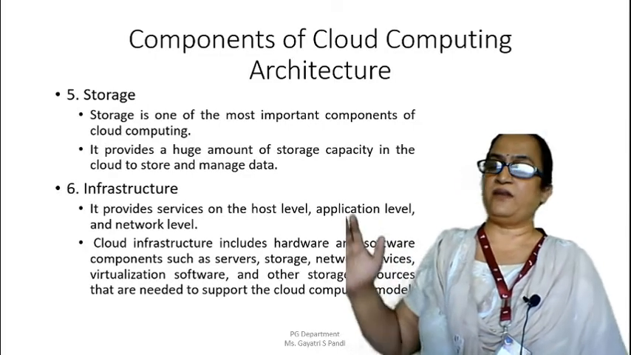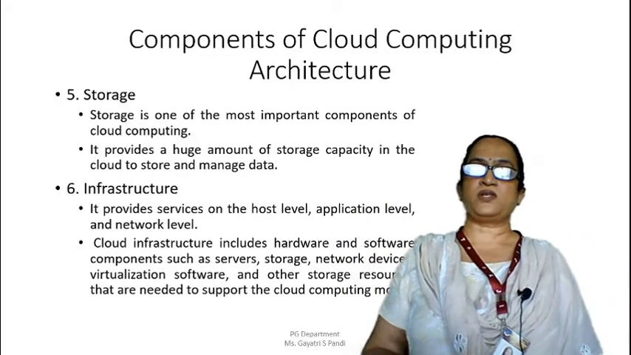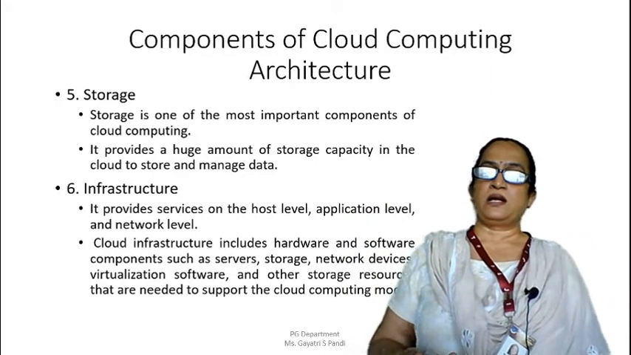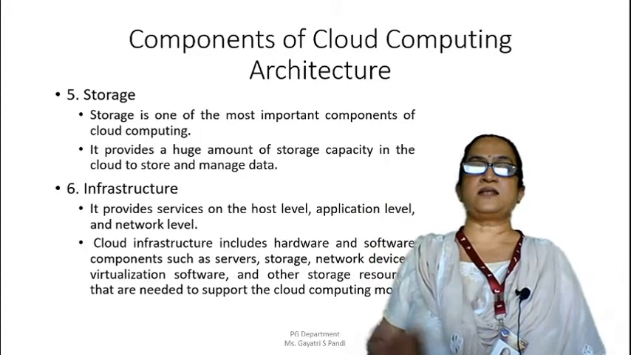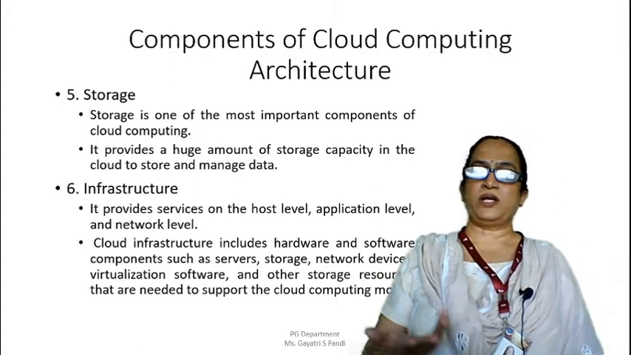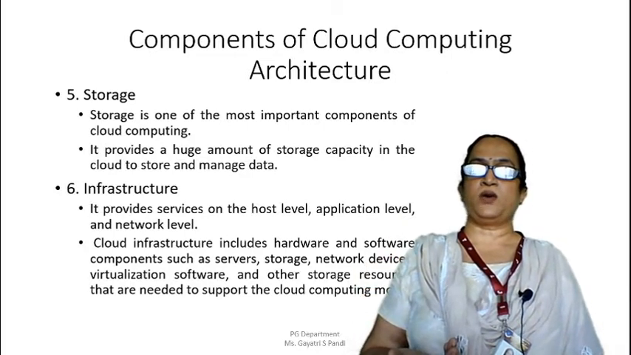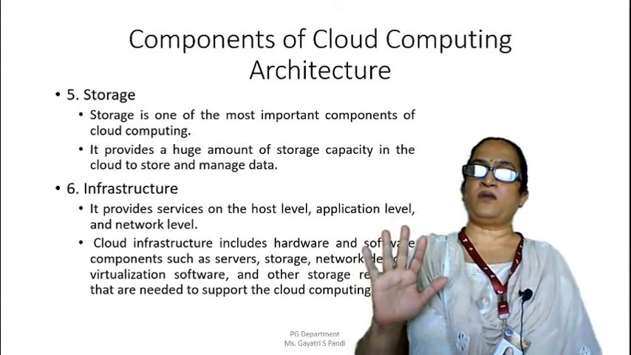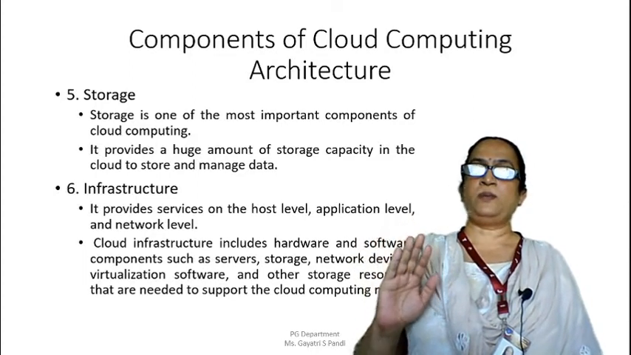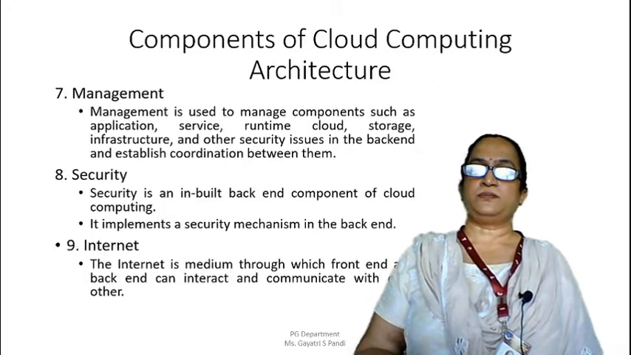Then we have the infrastructure. It provides services on the host level, the application level, and the network level. Cloud infrastructure includes the hardware and the software components such as server, storage, network device, virtualization software, and other resources that are needed to support the cloud computing model. Infrastructure is very important and costs a lot for the service provider, and it will be cheap for the client because you will be renting the infrastructure.